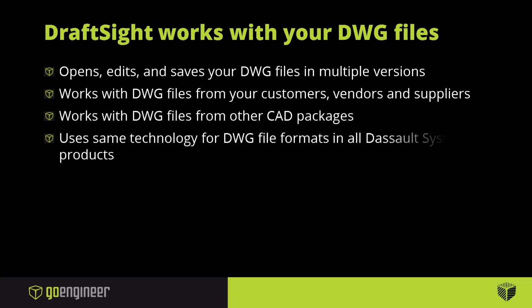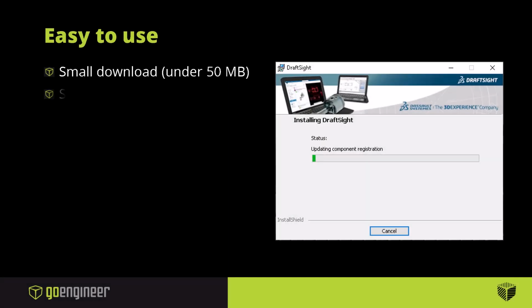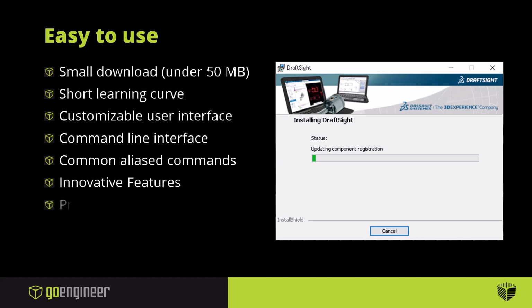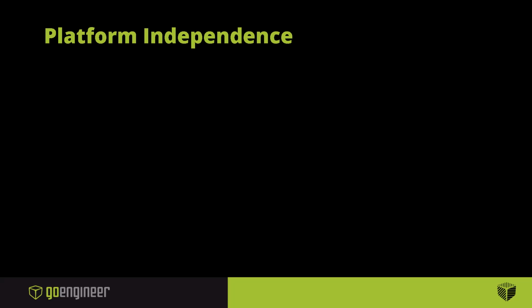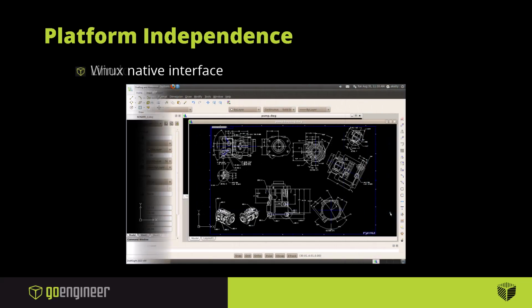DraftSight uses the same technology for DWG file formats in all Dassault Systèmes products like 3D CAD, PDM, viewing, and PLM technologies. DraftSight is easy to install with a small download. It has a short learning curve with a customizable user interface and a familiar command line interface with common commands and other innovative features like Property Manager and mouse gestures. DraftSight is platform independent, meaning it's compatible with multiple operating systems like Mac, Linux, and Windows.